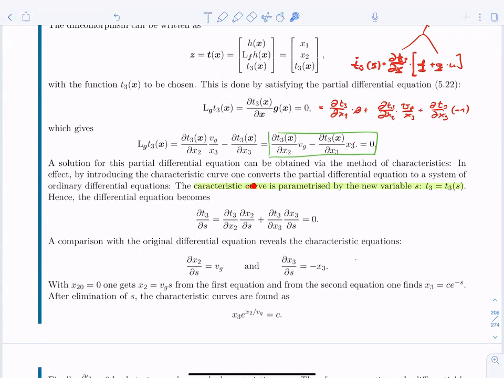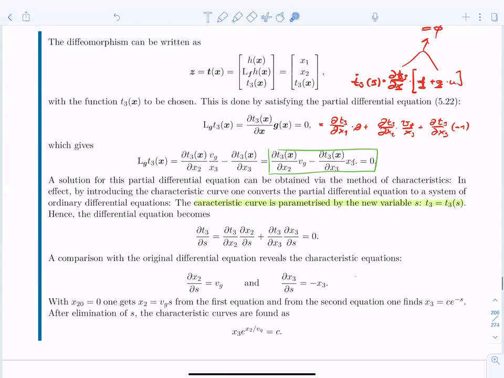So the characteristic curve is one that runs along our solution T3, which is some kind of surface. And of course, it also has to satisfy the differential equation. And now everything becomes pretty simple, because if you take this equation here and compare it to that one, you see obviously that this derivative here should be equal to Vg. This derivative here should be equal to minus x3. And by this very simple step you transform this partial differential equation to a set of two ordinary differential equations that depend on S.